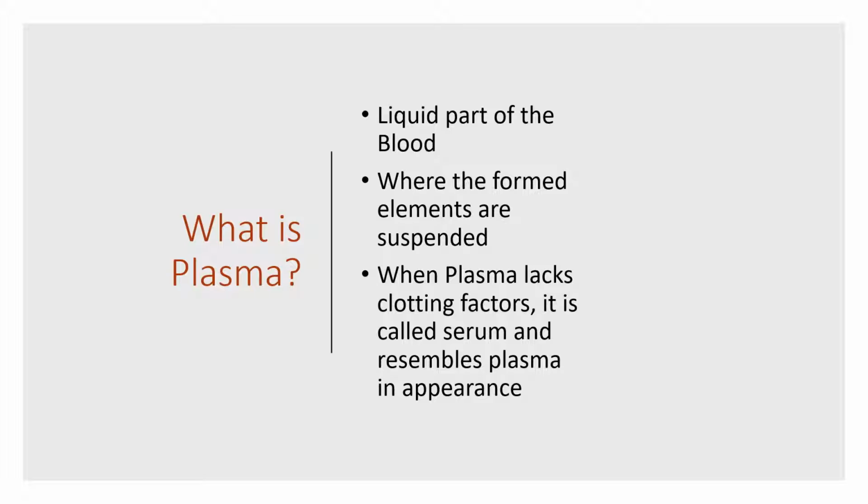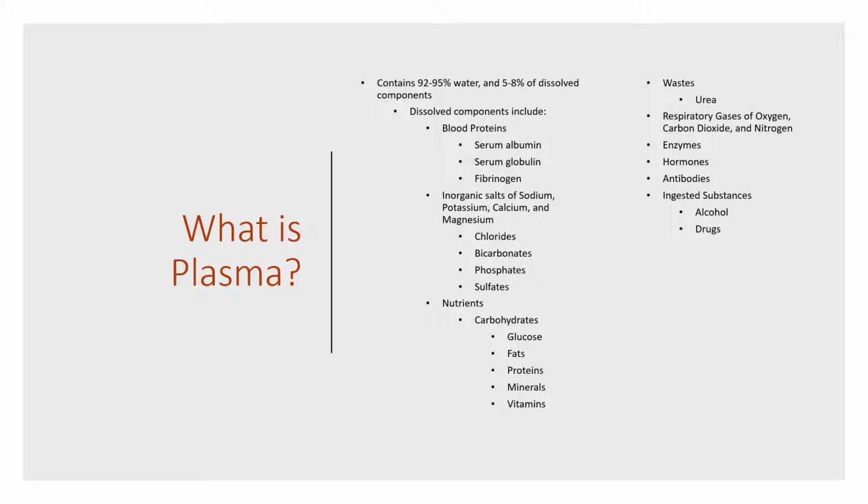Now, what is plasma? Plasma is the liquid part of the blood where the formed elements are suspended. And when plasma lacks clotting factors, it's called serum, and it resembles plasma in appearance. Looking more at plasma, plasma contains 92 to 95% of water and 5 to 8% of dissolved components.